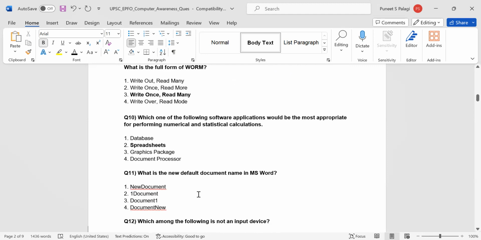So what is the new default document name in MS Word? When you open a blank document, by default, what will be the name of that file in MS Word? So the answer is Doc1.